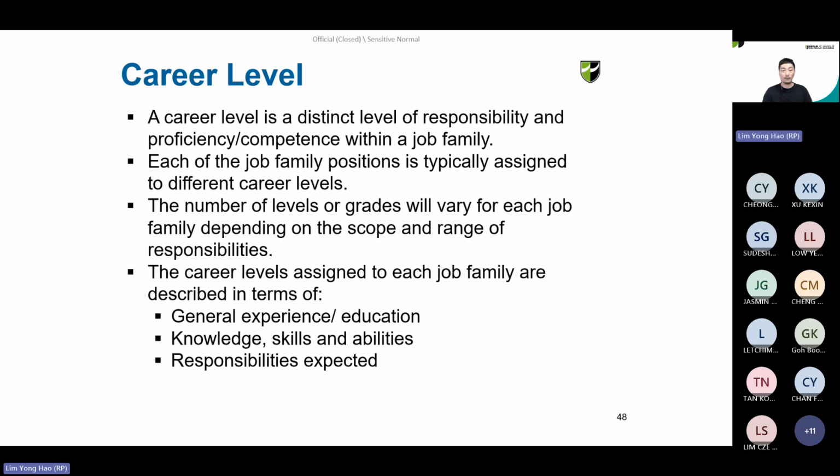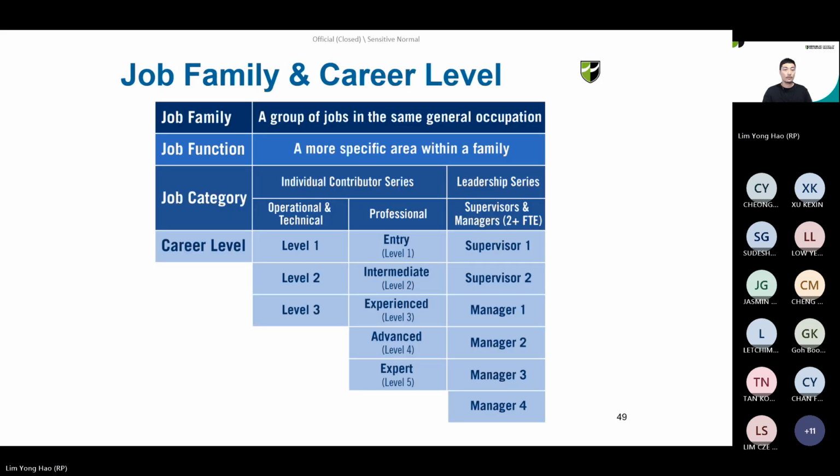Or even deployment of certain jobs. And administratively, they may also use career level to decide how the departments are being organized, who reports to who, as an example. So a job family is a group of jobs, a job function is one job, then you have job category, so individual contributor. This is a term for anyone whose main output comes from themselves. They do not need anyone to come up with something together.